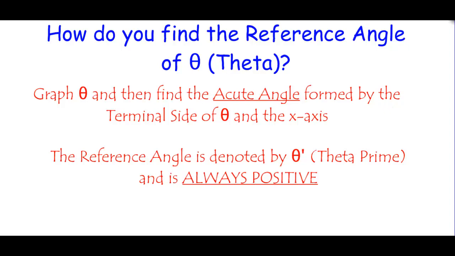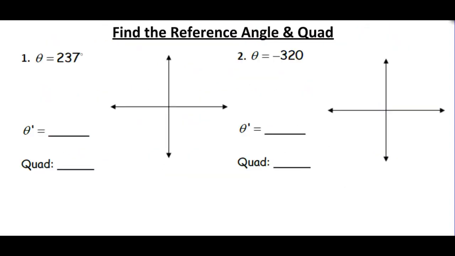And the things you have to remember about the reference angle, it's denoted as theta prime, that little line here, we call it theta prime, and it's always going to be an acute angle and always positive. The biggest mistake students make is they give me negative answers and they look at the obtuse angle and not the acute angle. So we're going to go through about 4 examples here to try to find our reference angles.